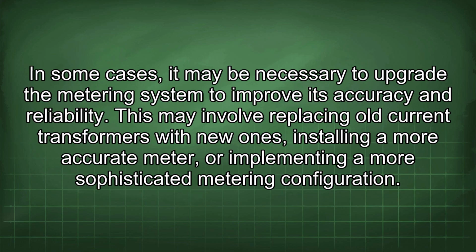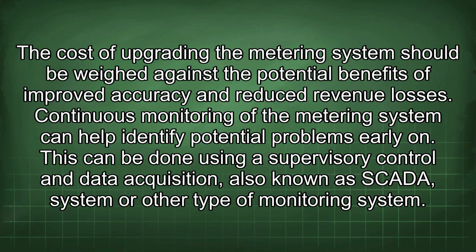In some cases, it may be necessary to upgrade the metering system to improve its accuracy and reliability. This may involve replacing old current transformers with new ones, installing a more accurate meter, or implementing a more sophisticated metering configuration. The cost of upgrading the metering system should be weighed against the potential benefits of improved accuracy and reduced revenue losses.